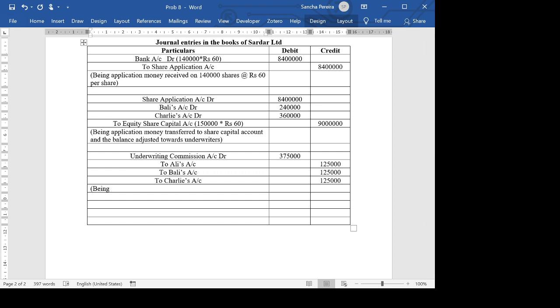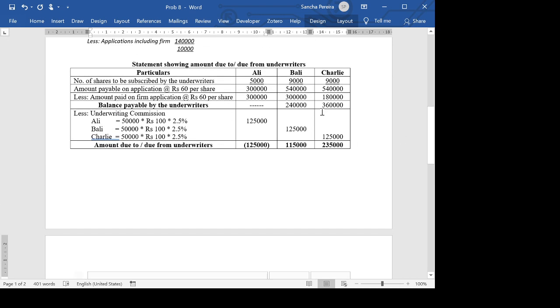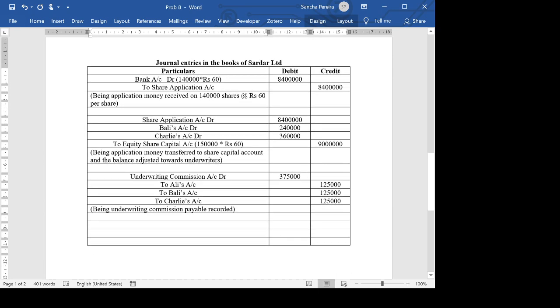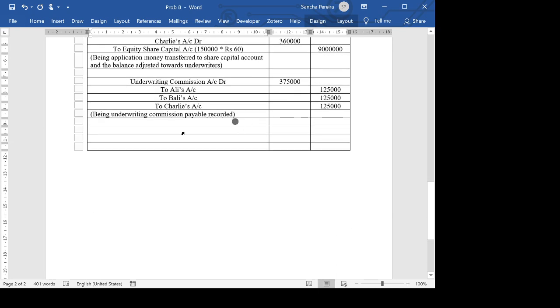Being underwriting commission payable recorded. So this is the underwriting commission payable. They actually don't pay these amounts, but they finally adjust. What happens is the adjustment takes place as to how much the underwriter has to pay the company and the company has to pay the underwriters, and only the balance is paid. Okay, so those are the next entries.